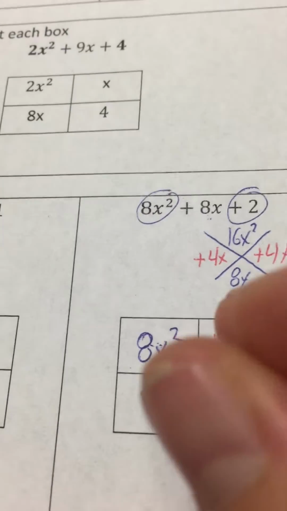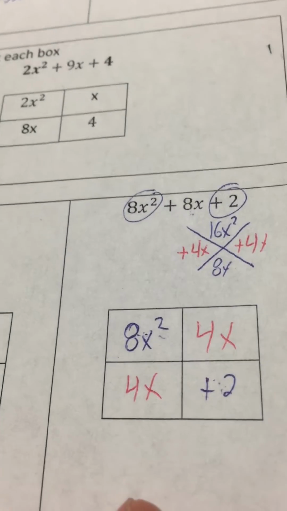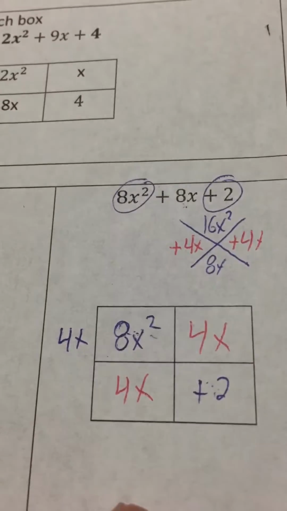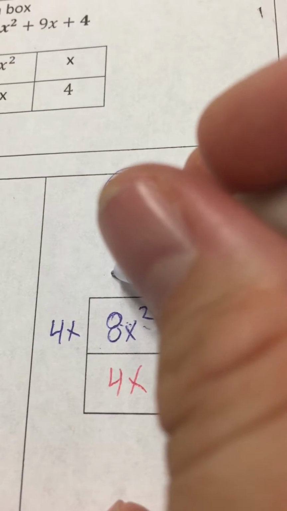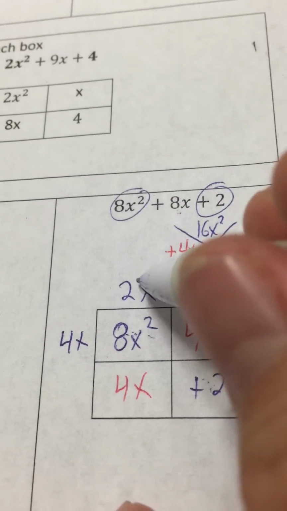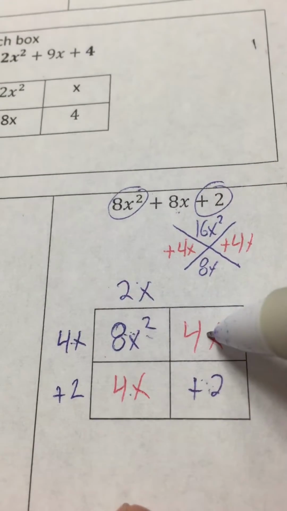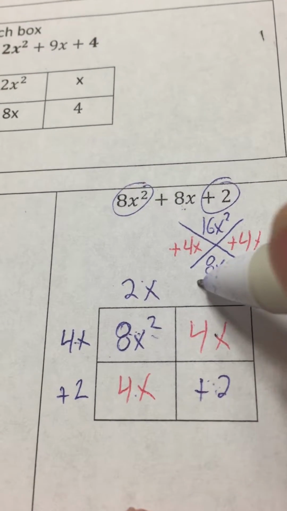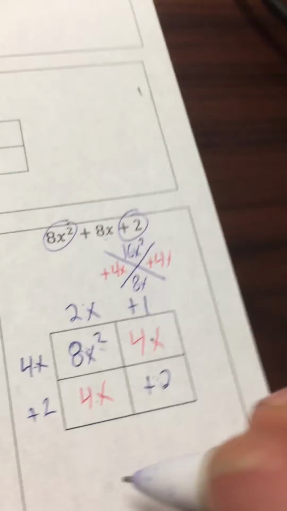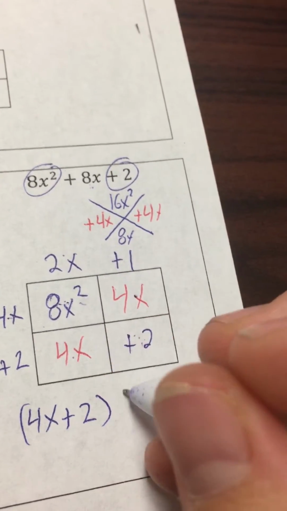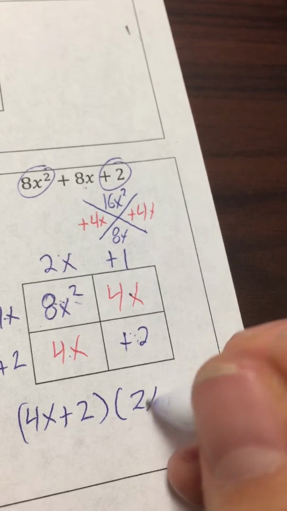Then from there, I can go ahead and factor these out. From the top, I'm going to take out a 4x. This would have to be 2x. Then to get the 4x down here, I'd have to have +2. And 4x times what is 4x? 4x times 1. So you got 4x plus 2 times 2x plus 1.